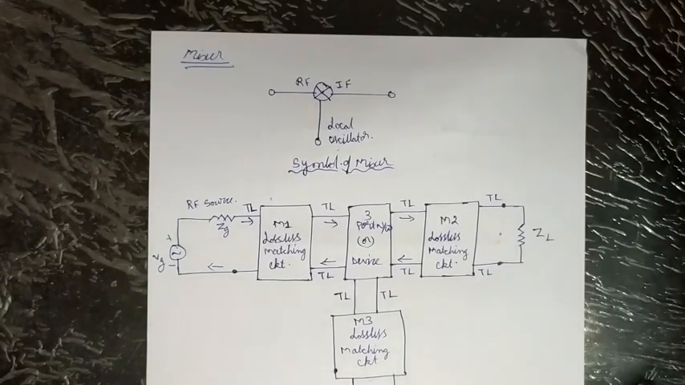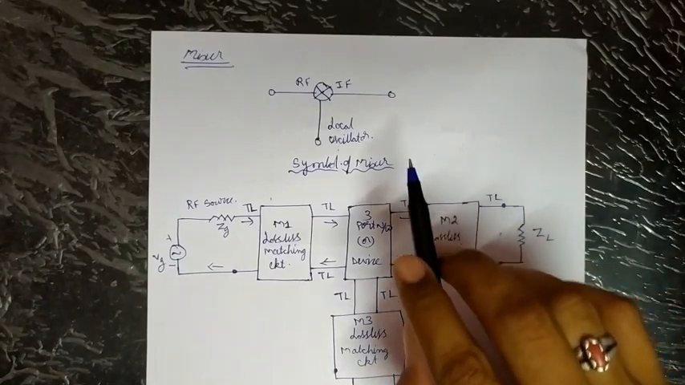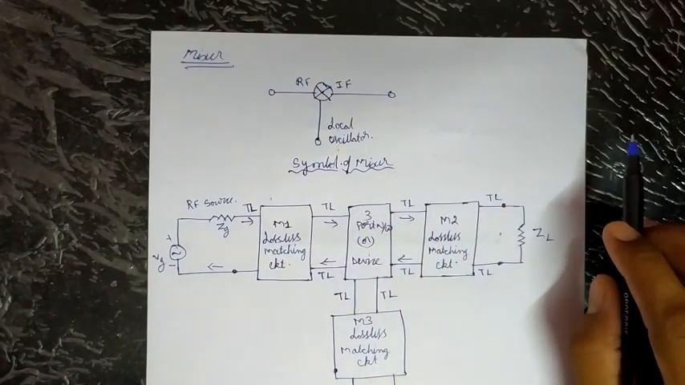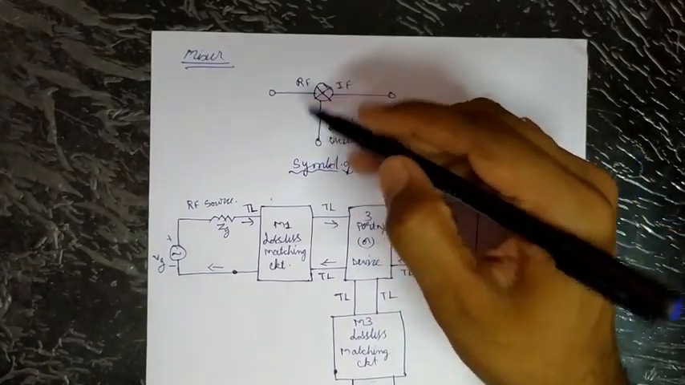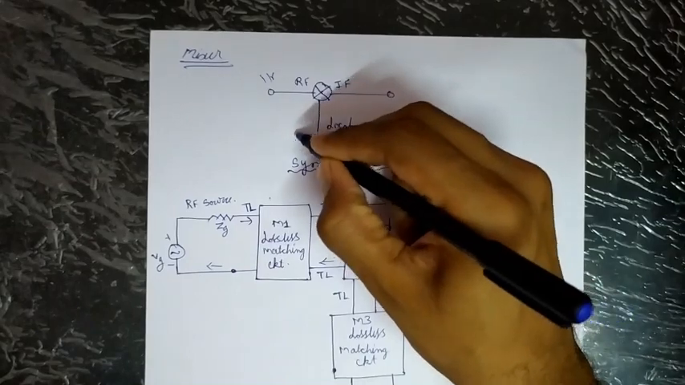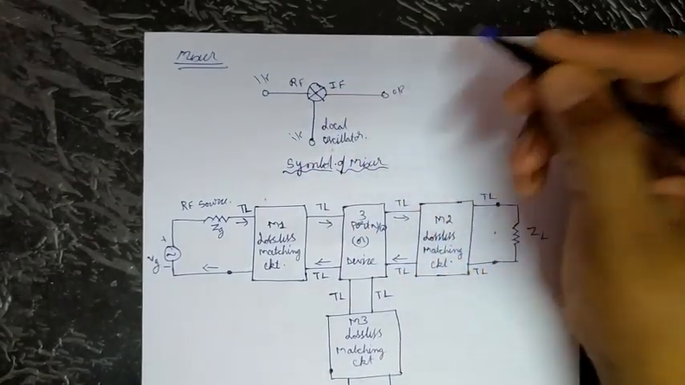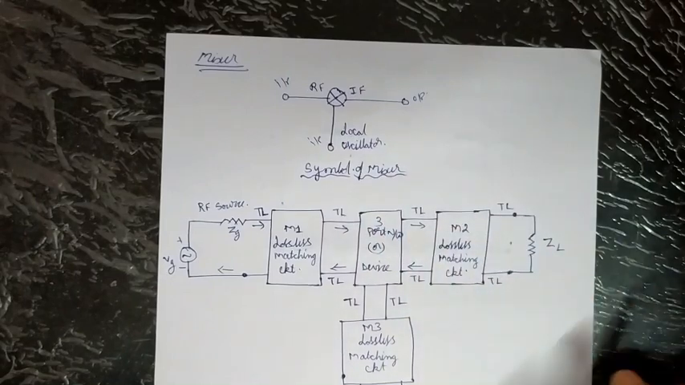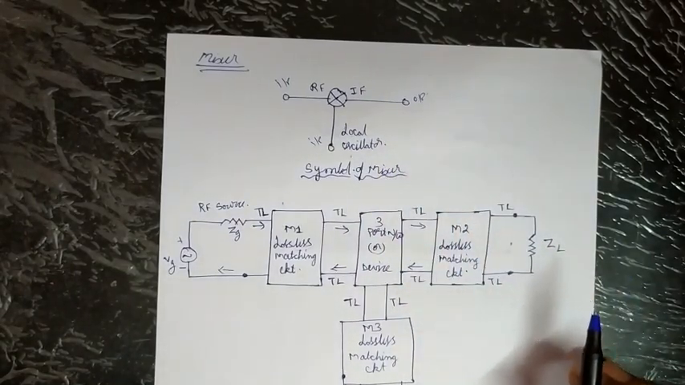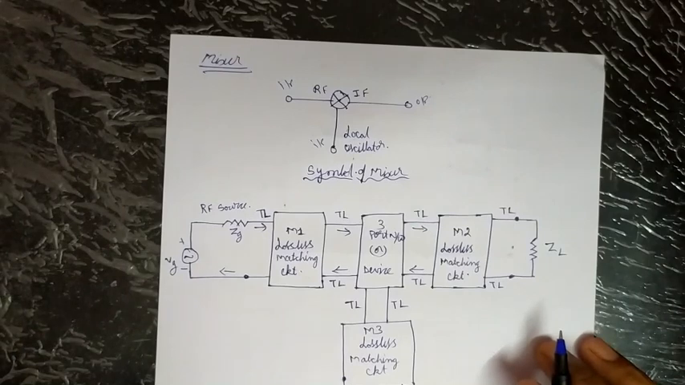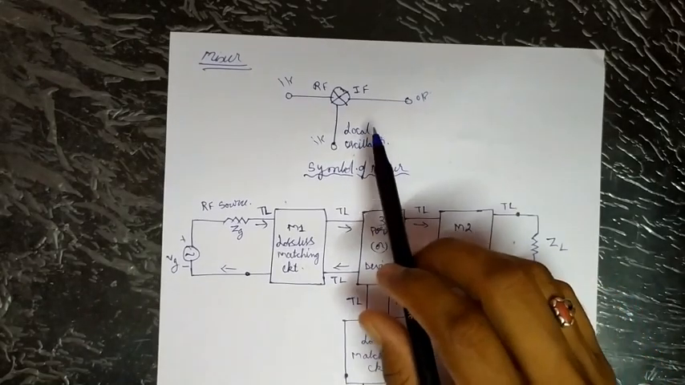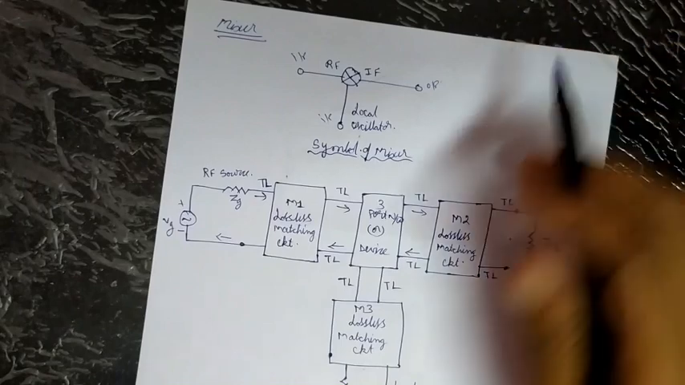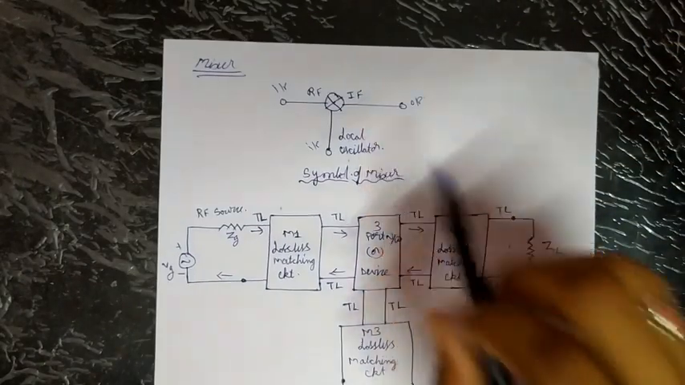So now we are going to see a topic on mixers. So what is a mixer? A nonlinear 3-port circuit which has 2 inputs and 1 output. So these are the symbols of a mixer. The spectrum of output frequencies is equal to the sum and difference of the 2 input frequencies and their harmonics. Here RF is radio frequency, IF is intermediate frequency, and the last one is local oscillator.